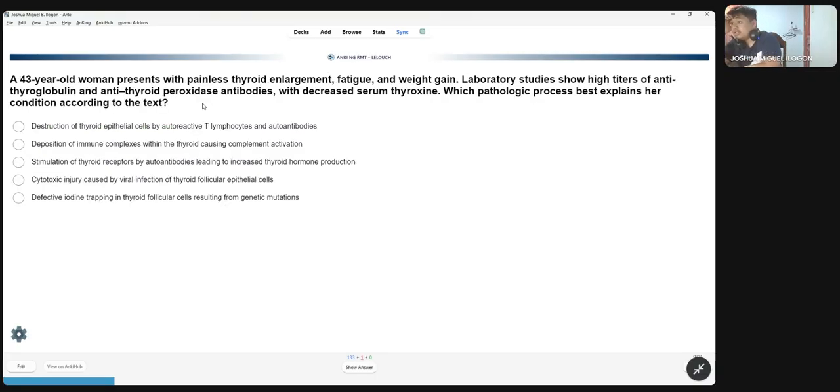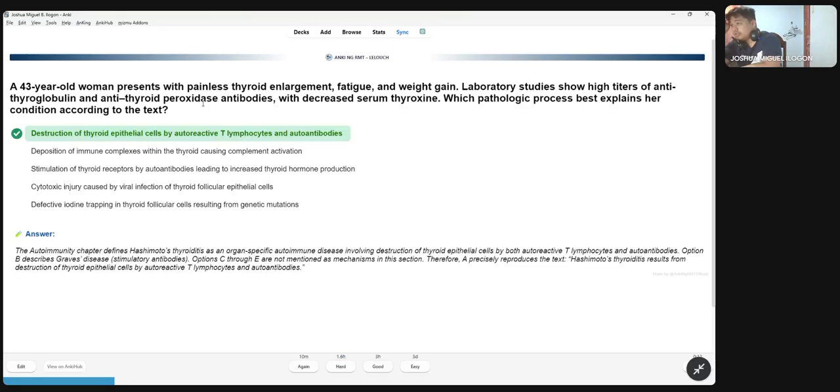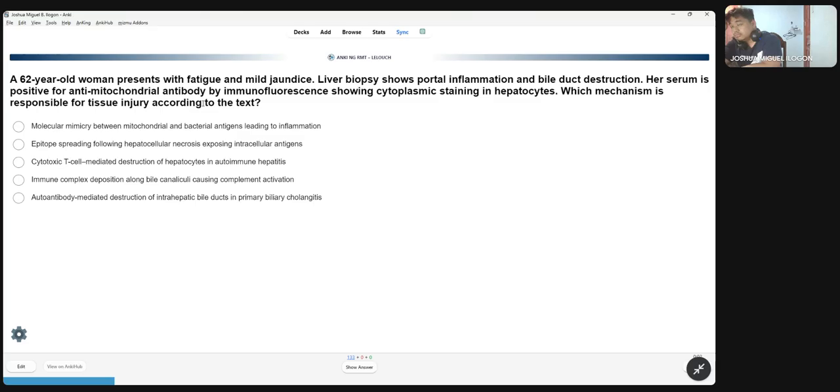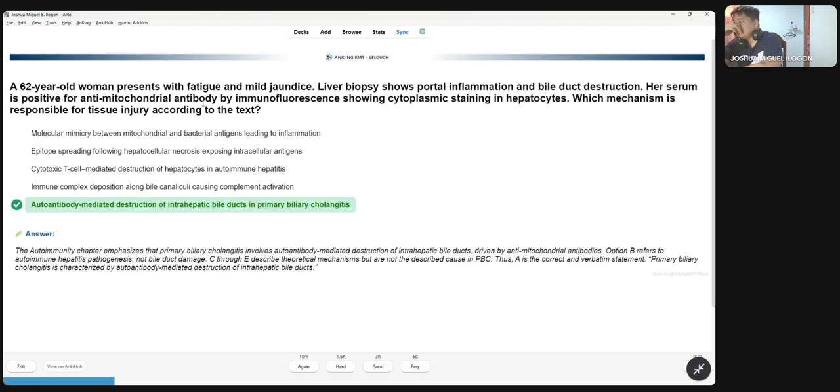Painless thyroid. Decreased serum thyroxine. That's your Hashimoto's. So destruction. Yeah. Mild jaundice, liver biopsy, portal inflammation, bile duct destruction, antimitochondrial, yeah, cytotoxic. It's antibody. Damn.